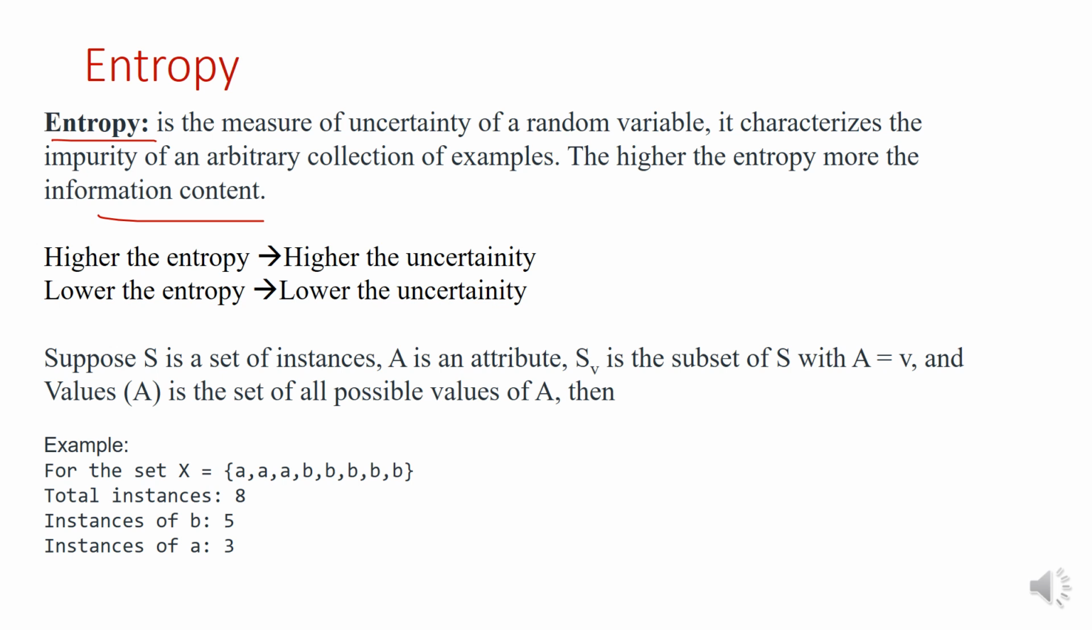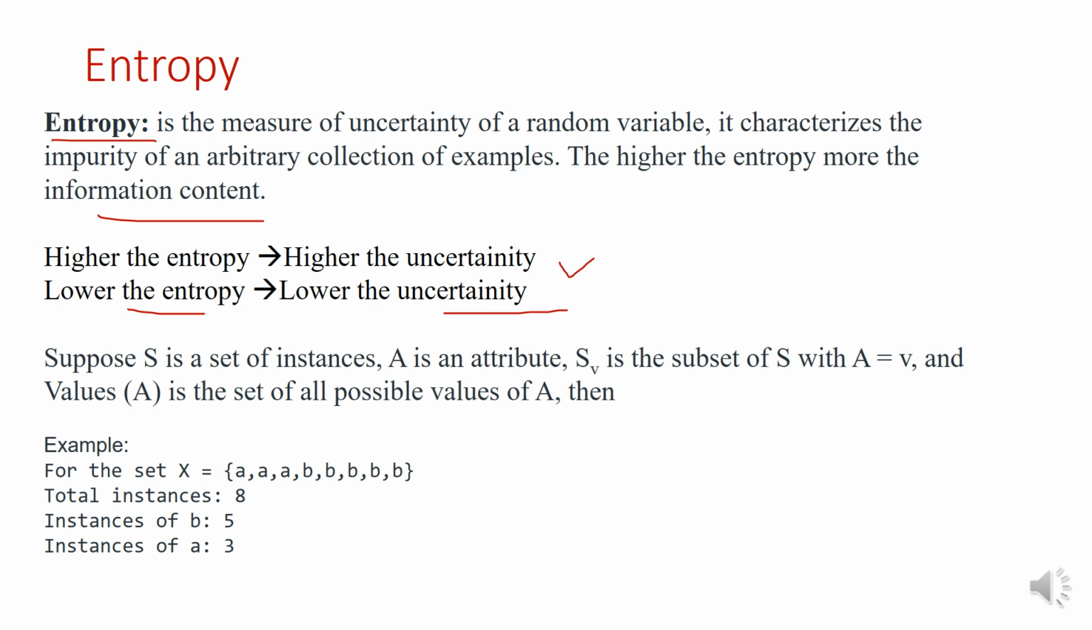Impurity means the output variable is not properly working. That is called the impurity or the entropy. So the higher the entropy, the higher the uncertainty. The lower the entropy, the lower the uncertainty. So here the impurity will be more and here it will be less.